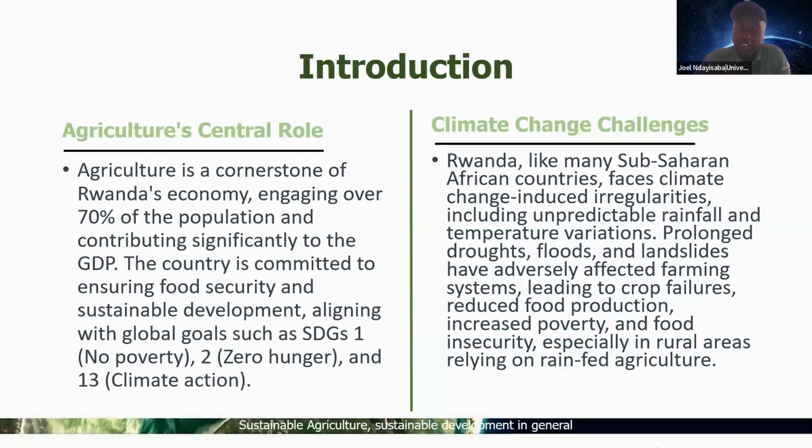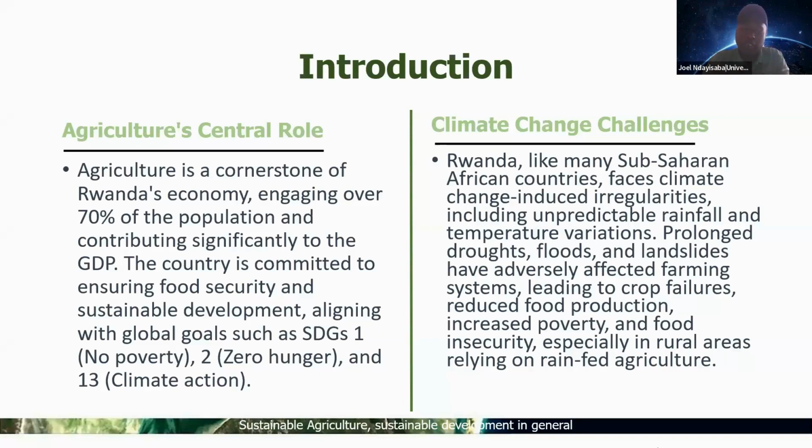Here we have an introduction to the application of GIS and remote sensing in agriculture using Digital Earth Africa. We cannot start without an introduction. Here we are going to go through how agriculture plays a central role in the economy.